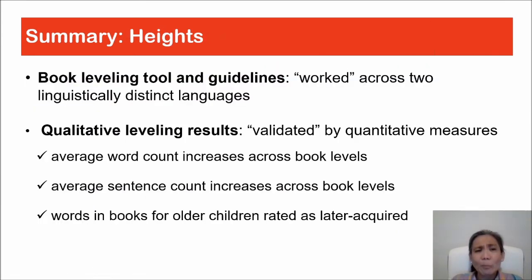In summary, these can be considered the heights of the book leveling experience. First, the tool and the guidelines worked across two linguistically distinct languages, and second, the qualitative results were validated by quantitative measures. In particular, the average word count and the average sentence count increased across book levels, and the words in books for older children were rated as later acquired.